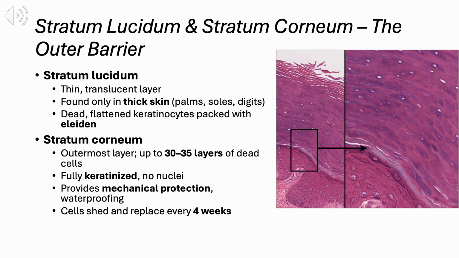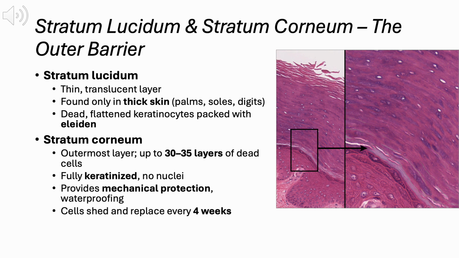At the very top of the epidermis are the stratum lucidum and stratum corneum, which together form the skin's outermost barrier to the environment. The stratum lucidum is a thin, translucent layer found only in thick skin. That means areas like the palms of the hands, soles of the feet, and fingertips. The cells here are dead, flattened, and filled with eleidin, a lipid-rich protein derived from keratohyalin. Eleidin gives the lucidum its clear appearance and adds an additional layer of water resistance.